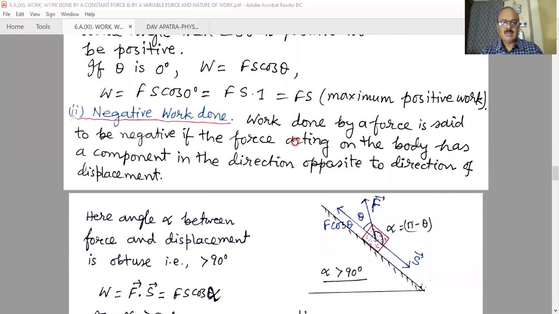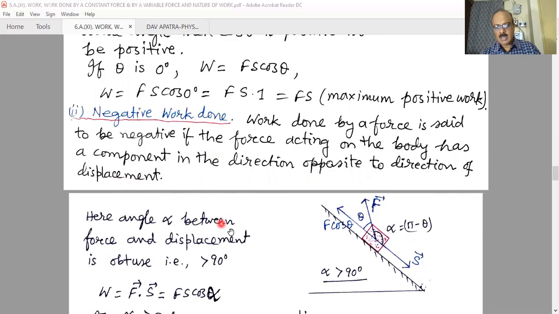Now, what is negative work done? The work done by a force is said to be negative if the force acting on the body has a component in the direction opposite to the direction of displacement, or as a whole, the force is acting opposite to the direction of the displacement, like frictional force, which always acts opposite to the direction of displacement. This type of work done by forces is taken as negative work done.